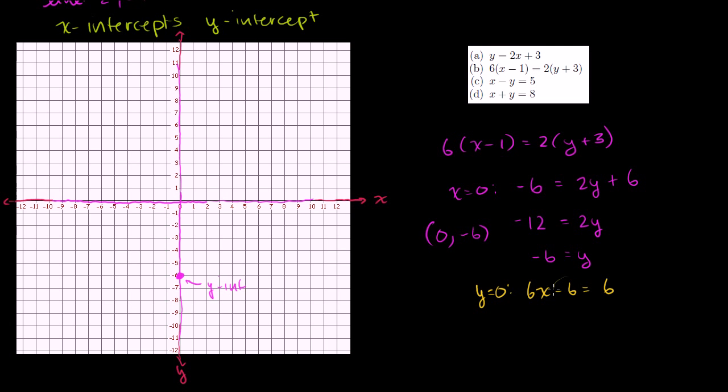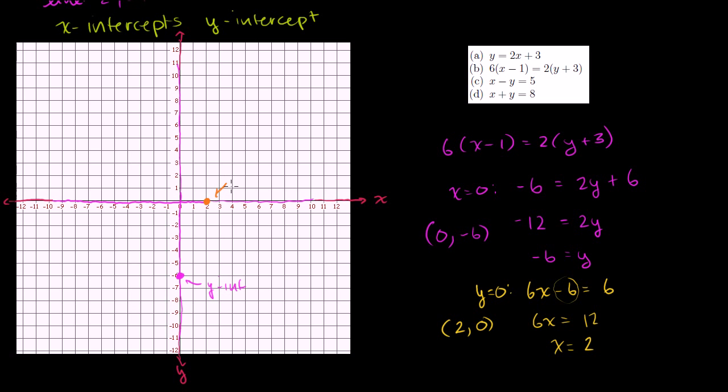I want to get rid of that right there. So I need to add 6 to make that 0. So we get 6x is equal to, you add 6 to the right-hand side, you get 12. And you get x, divide both sides by 6, you get x is equal to 2. So our other intercept is x is equal to 2, y is equal to 0. So we have x is equal to 2, y is equal to 0.